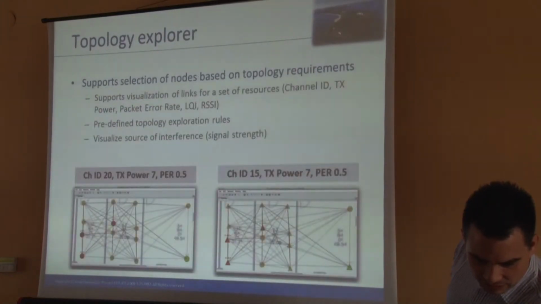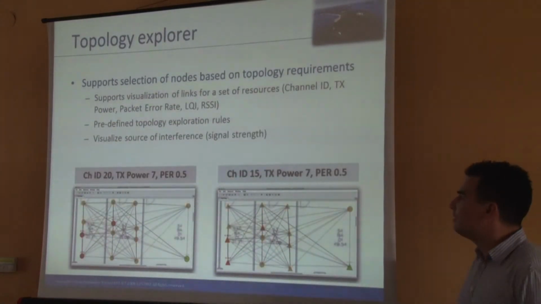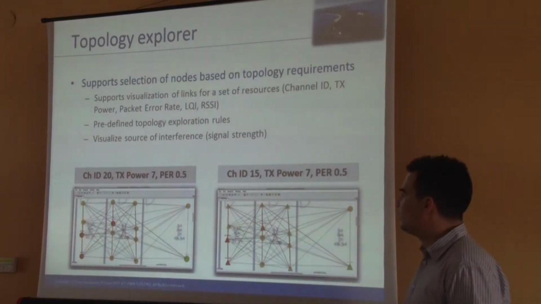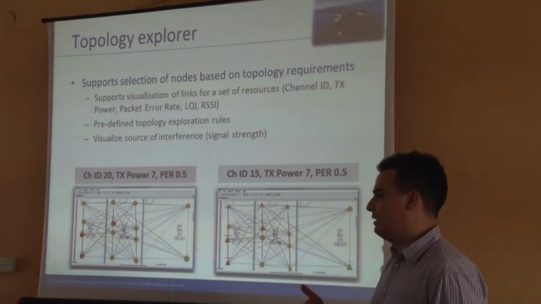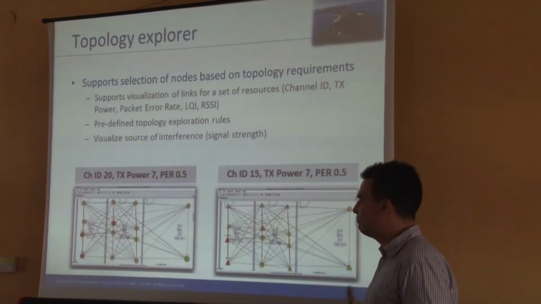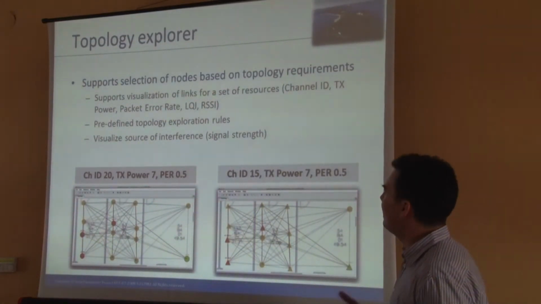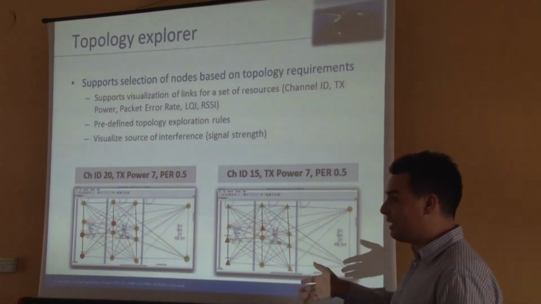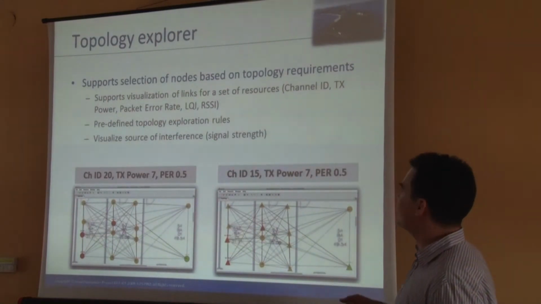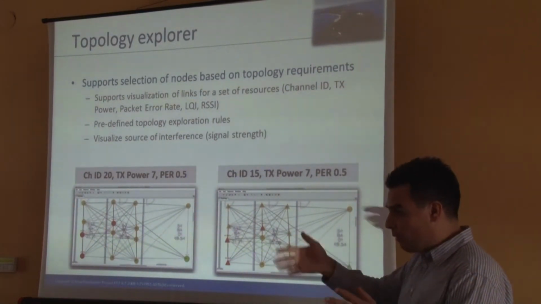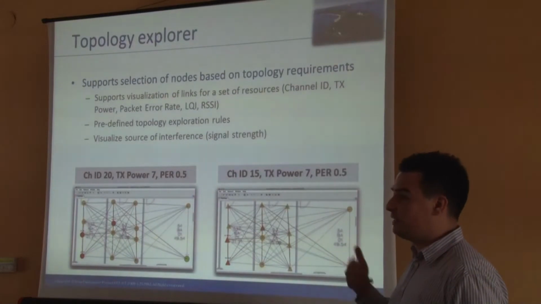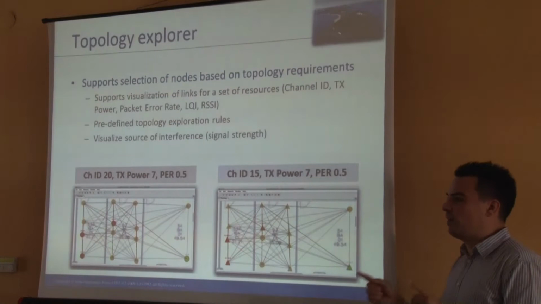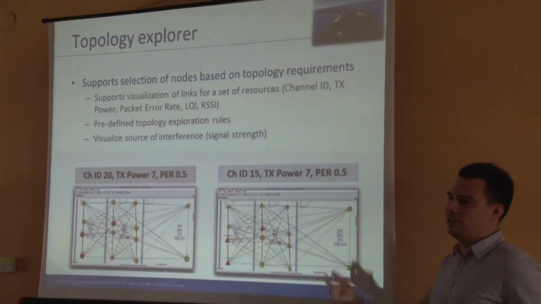There's also another tool which allows you to understand the topology. As I said, in the background we run different link characterization mechanisms, and we measure, for each of the possible channels and for different power levels, what the packet error rate is, what the LQI is, and what the RSSI is on average that you receive. This gives you an understanding of how good the links are. Are they unidirectional? Are they bidirectional?